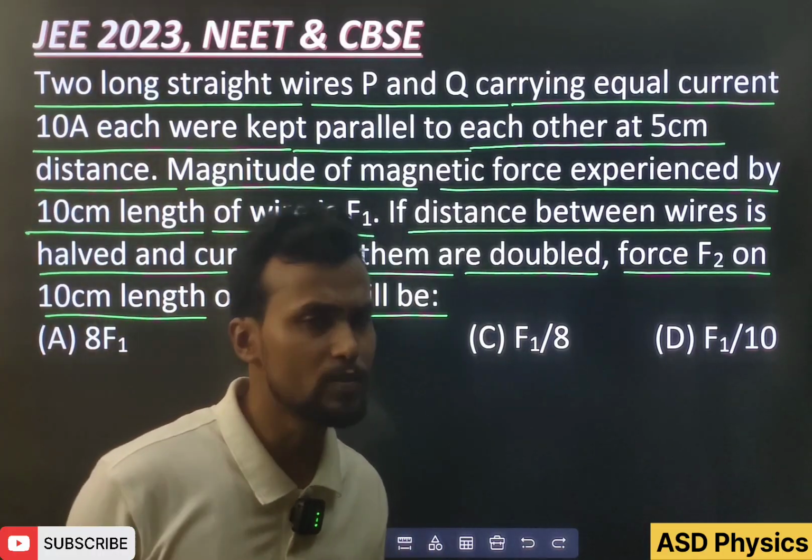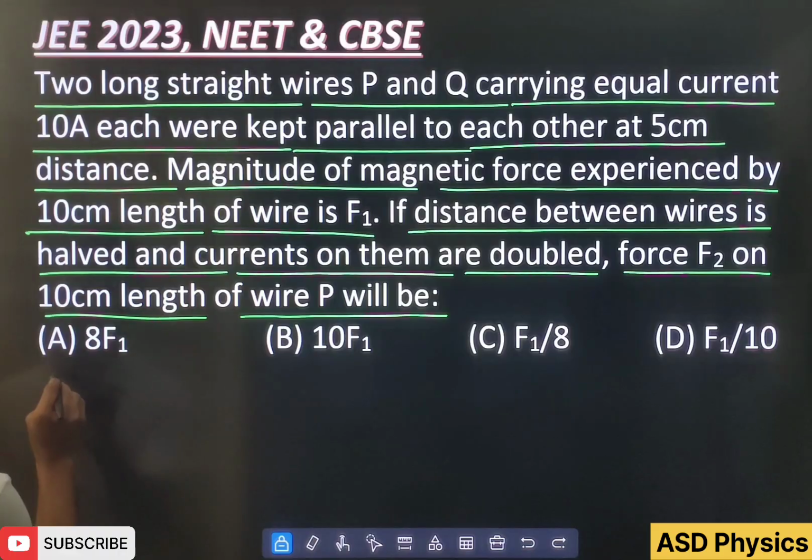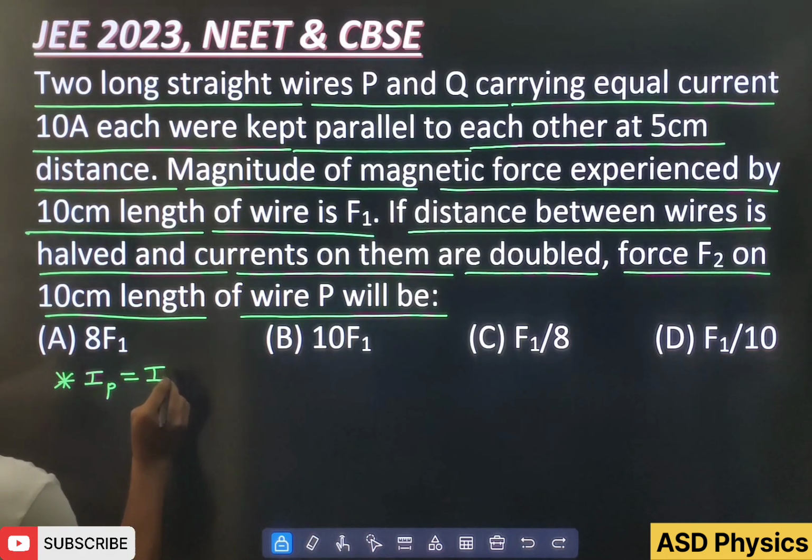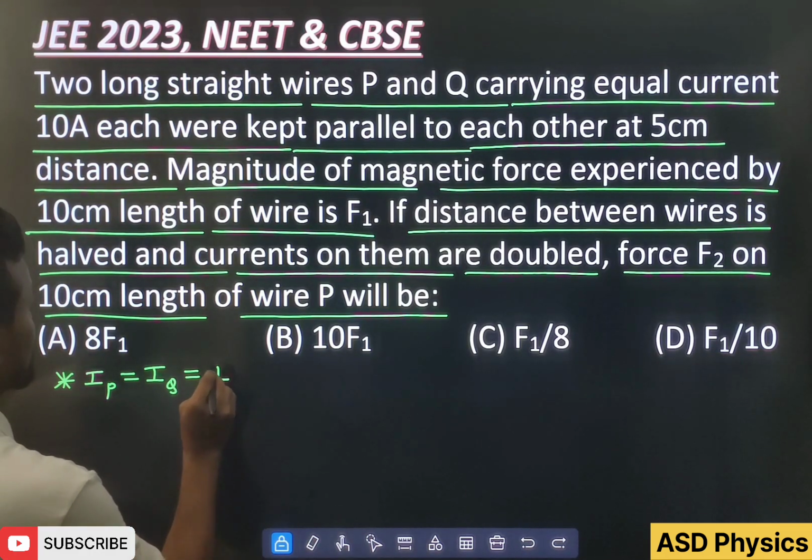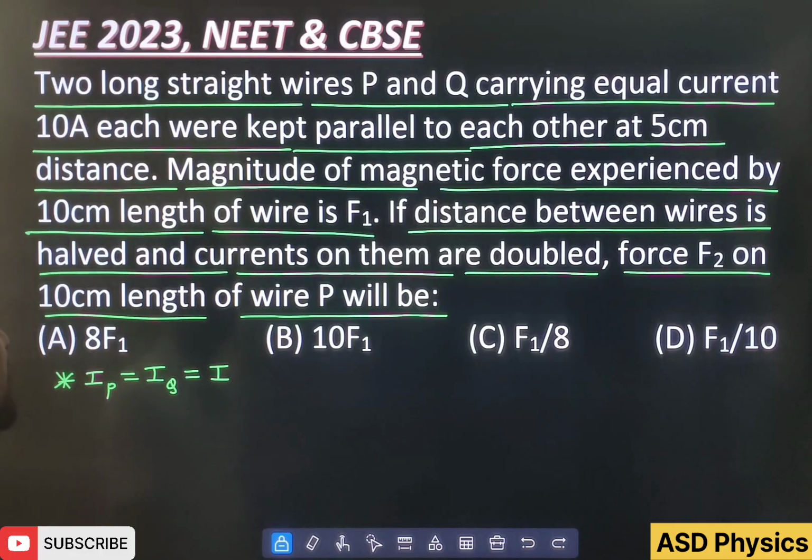Okay, so here also force between the wires concept. So first I will write here one by one what they are telling. P and Q, they are carrying the equal current here. Okay, so let's take what is given here. IP and IQ both are what? Both are same. I have taken here I.